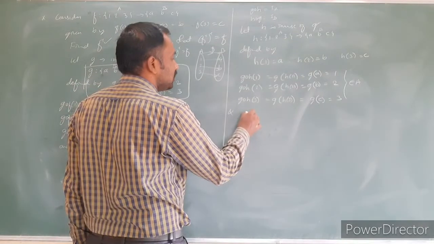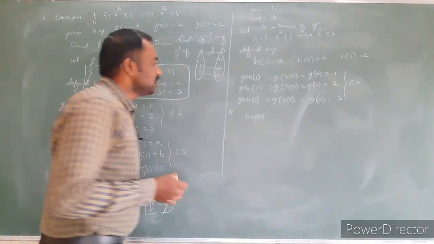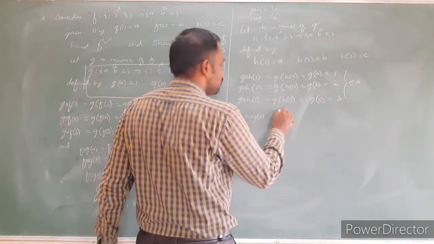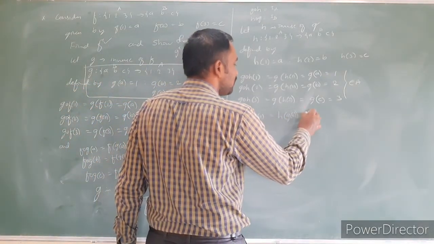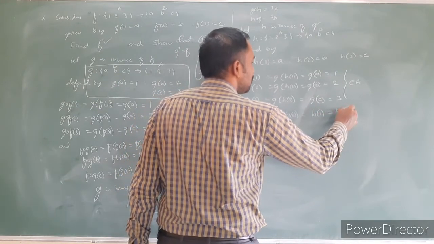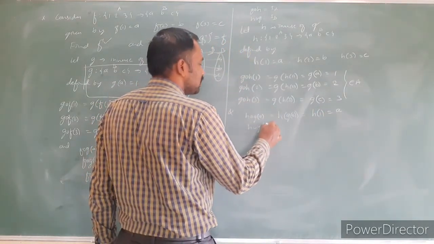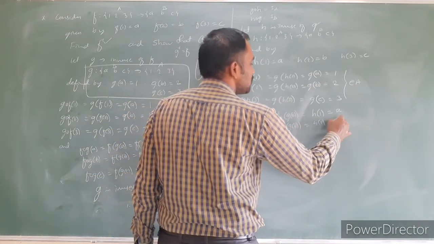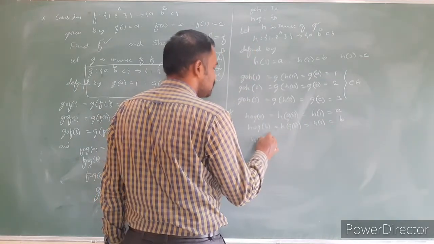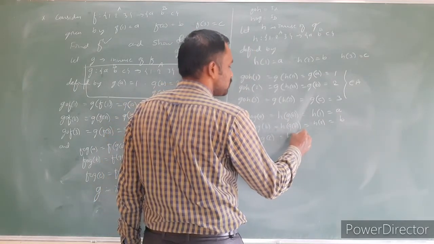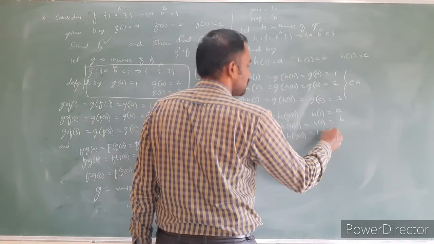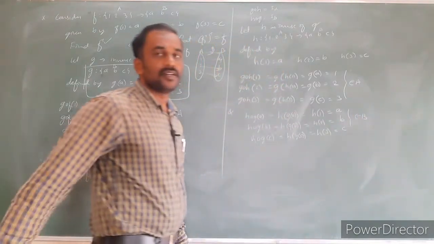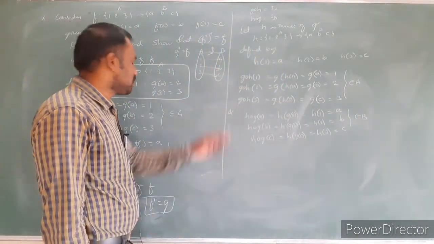Similarly, H circle G of A, because the domain set of the G function is A, B, C. Set B is there. From this, what do we get? H of G of A is equal to H of 1, which is A. Check it: H circle G of B is H of G of B, which is H of 2, equal to B. H circle G of C is H of G of C, which is H of 3, which becomes C. These are all elements belonging to the set B. We just got it. Now the condition is satisfied.